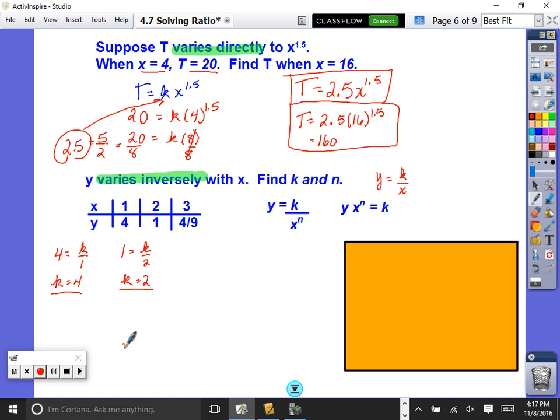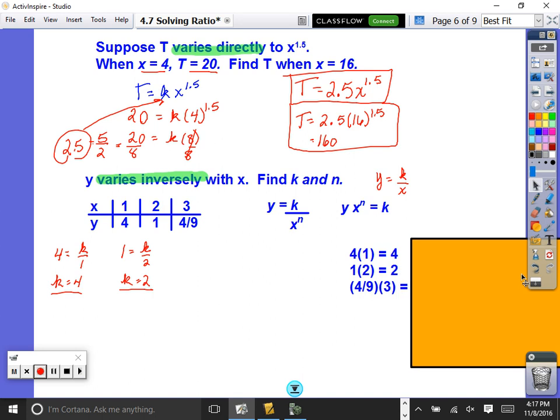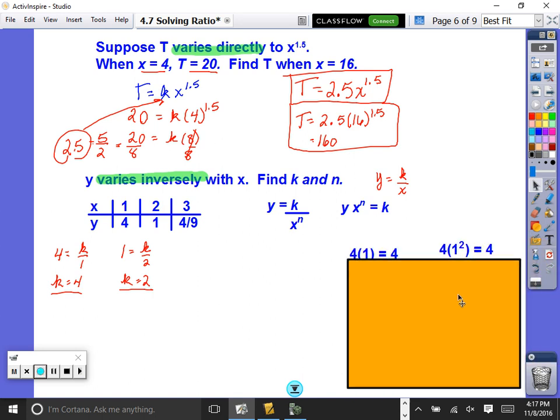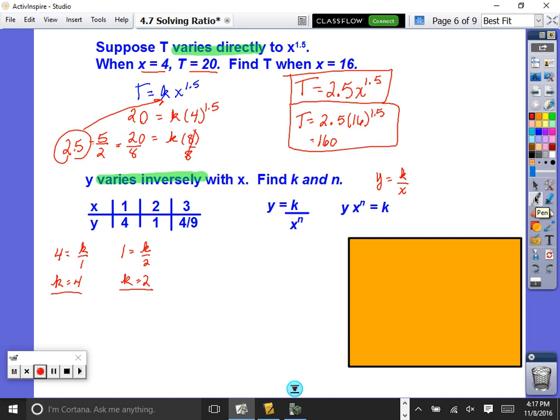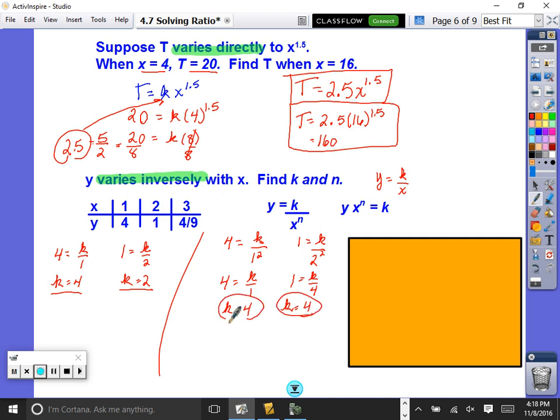So then we would try a power of 2. And we would get 4 equals k divided by 1 squared. That's 4 equals k divided by 1. That's k equals 4. Try the next one. 1 equals k divided by 2 squared. That's 1 equals k divided by 4. Cross products, I get k is 4. So this is looking like a constant.